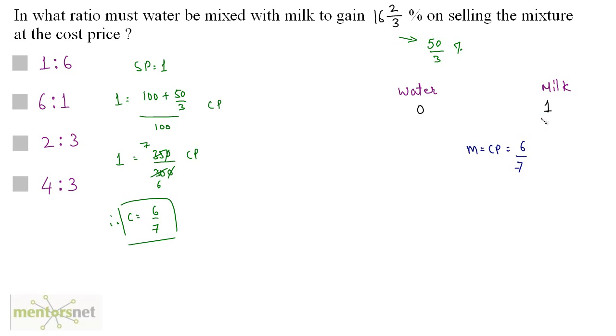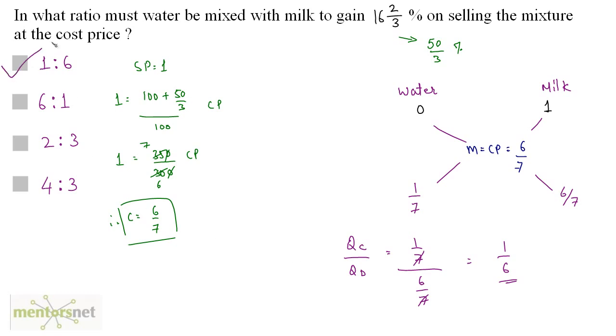Now let's apply the alligation rule. On the left hand side I have 1 minus 6 by 7 and that's 1 by 7. On the right hand side I have 6 by 7 minus 0, that's 6 by 7. So the quantity of cheap upon the quantity of costly is equal to 1 by 7 divided by 6 by 7. This 7 and this 7 get cancelled out. What I have is 1 by 6. So 1:6 is the ratio, option A.